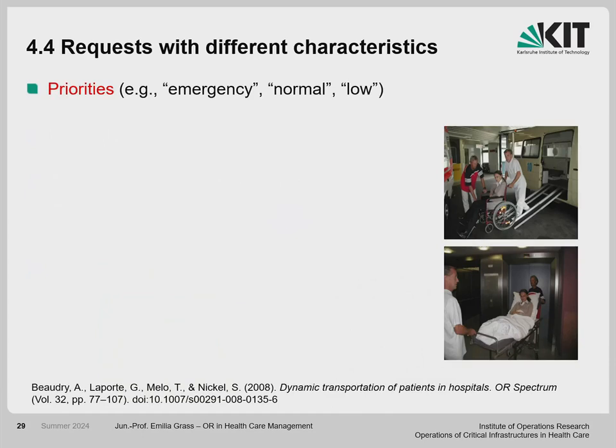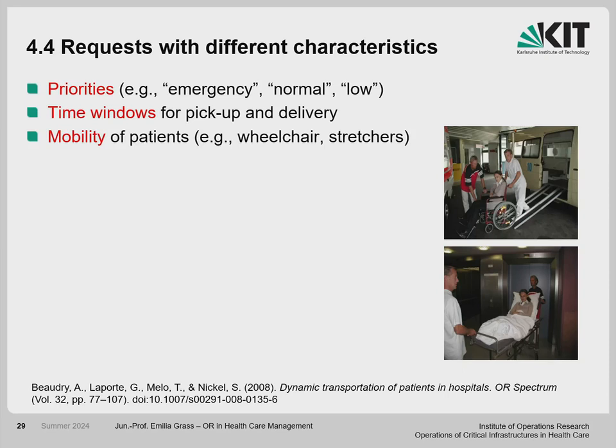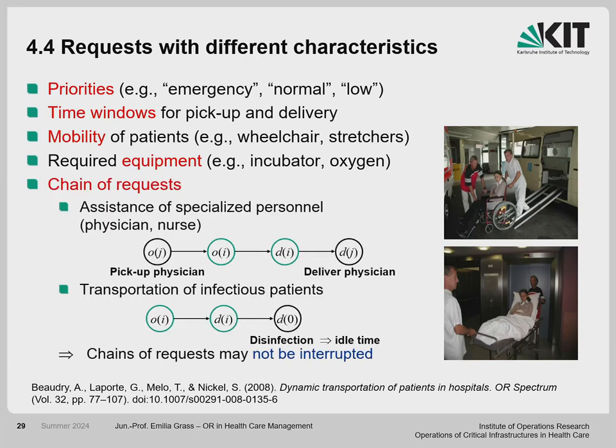And we also have to differentiate between the priorities. Is the patient an emergency, normal, low hazard, low priority? We again have time windows for pickup, but also for delivery. Then we have to take into account the mobility of patients. Could they walk, or do they need a wheelchair, stretcher, bed, whatever? Do they need, for instance, particular equipment, incubator, oxygen mask, and so on, depending on the status?